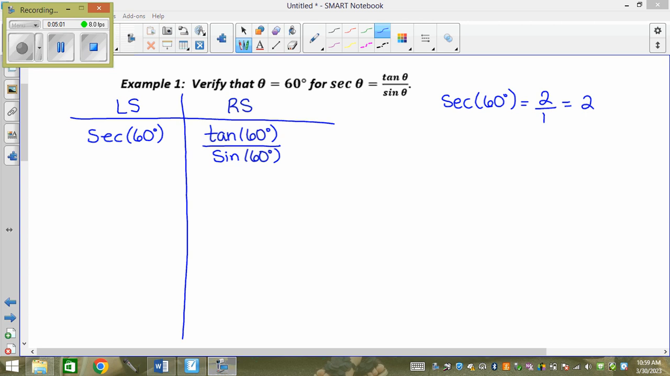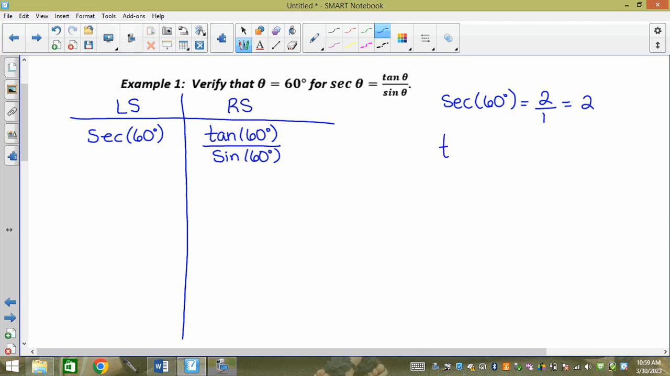So, then we have tan of 60. Tan is what divided by what? So we can use our unit circle. Yeah, sine 60 divided by cos of 60. What is sine at 60?